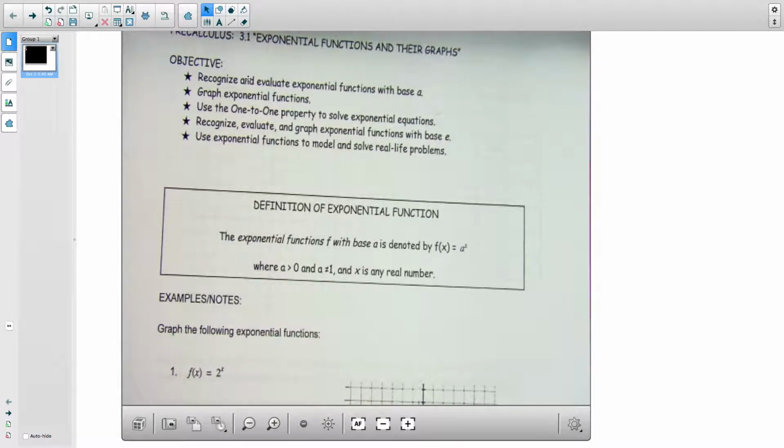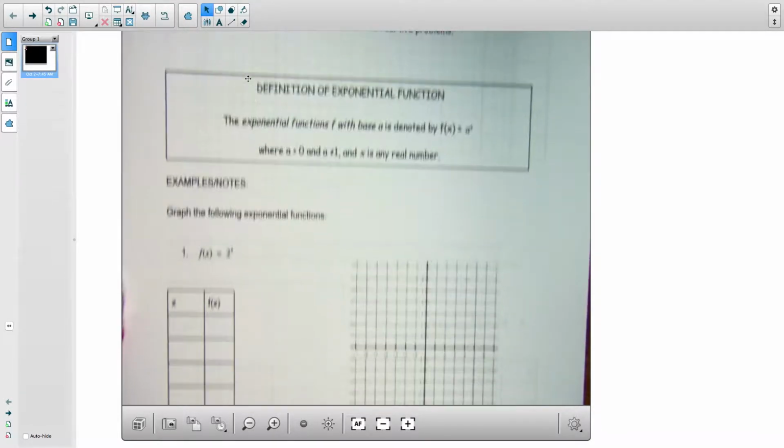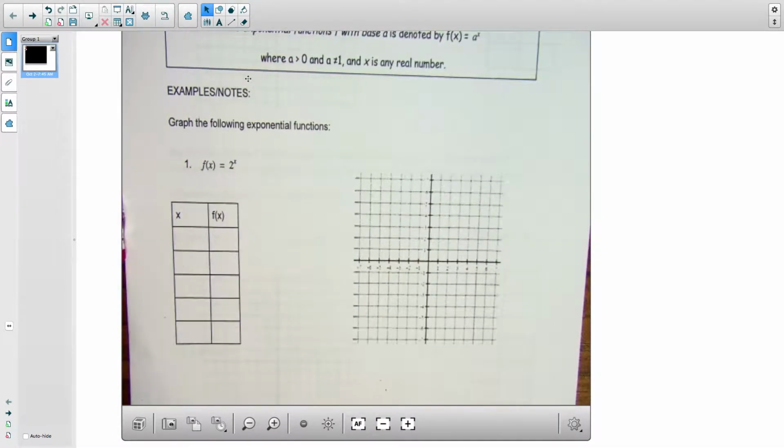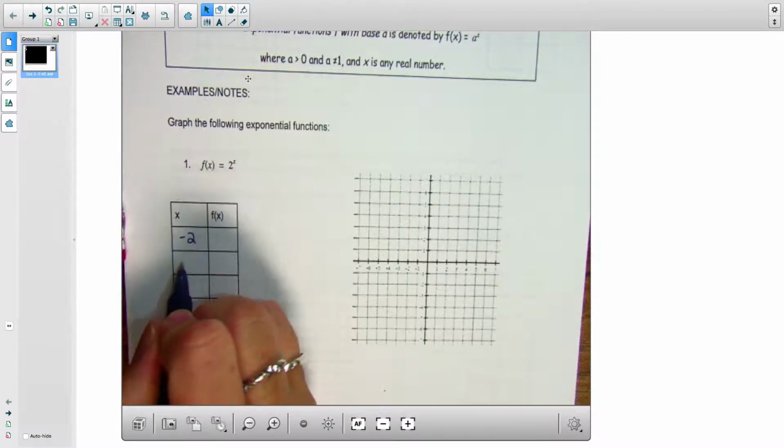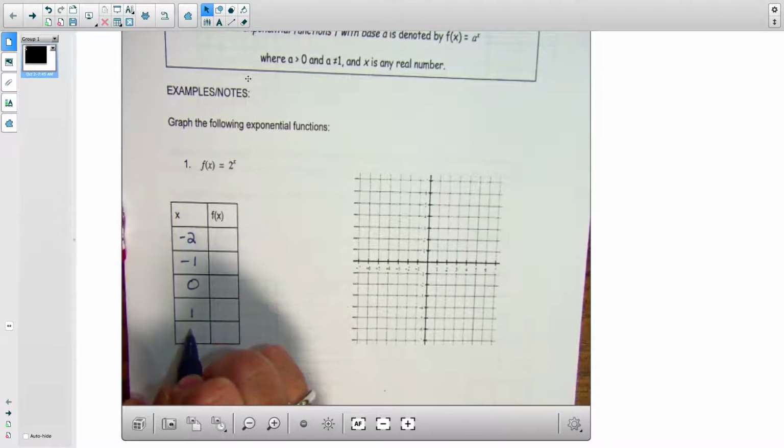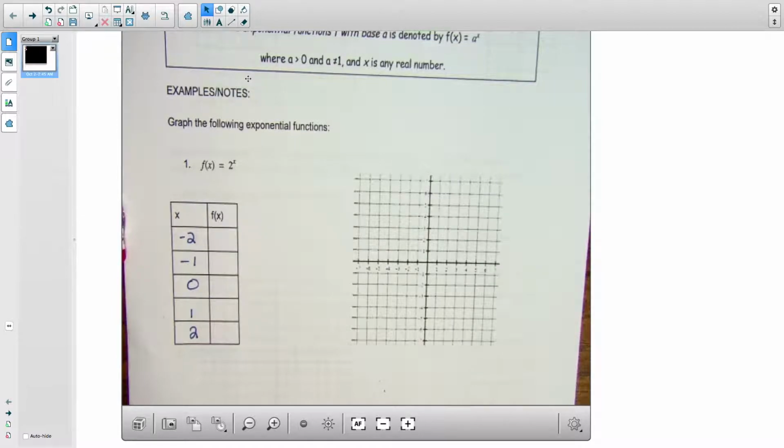What I would like you to do with your groups right now is evaluate this function. Figure out what f of x is for these 5 values: -2, -1, 0, 1, and 2. So you're going to let x be -2. And maybe if I was you, I'd start at the bottom. Let x be 2, let x be 1, then 0, and then work with those negative exponents.